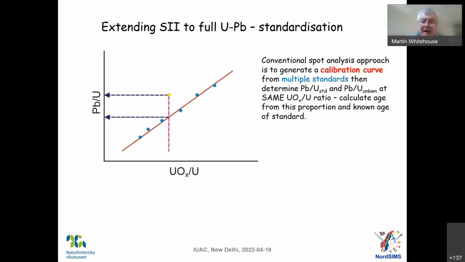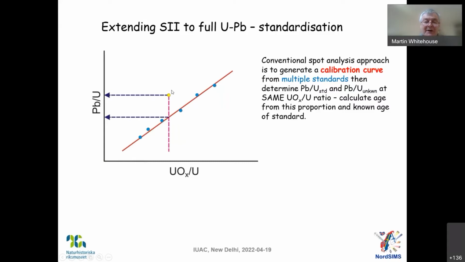To go back to how we typically do a uranium-lead analysis by SIMS in a zircon, we start with a series of standards, so these are the blue dots here, and we make multiple analyses of our standards. We use this to define a calibration curve in lead-uranium ratio against something like UO/U or UO2/U. So this is our basic calibration curve.